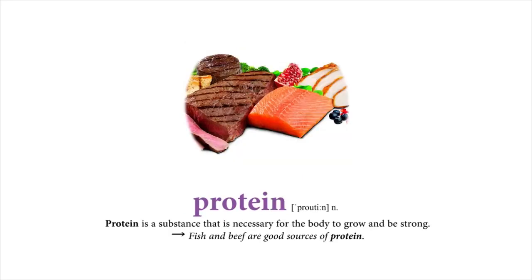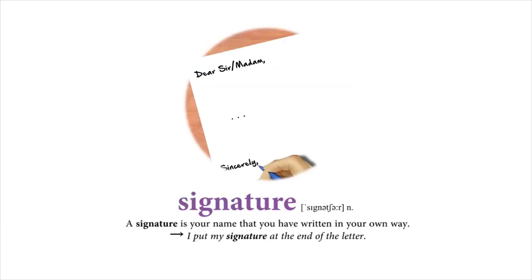Protein. Protein is a substance that is necessary for the body to grow and be strong. Fish and beef are good sources of protein. Signature. A signature is your name that you have written in your own way. I put my signature at the end of the letter.